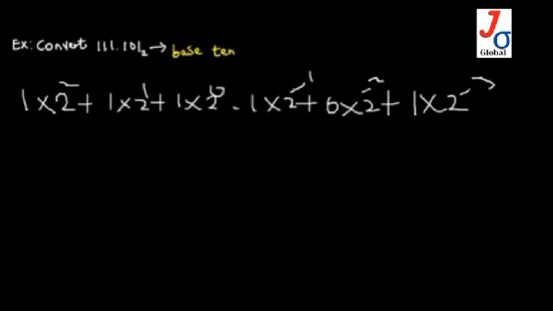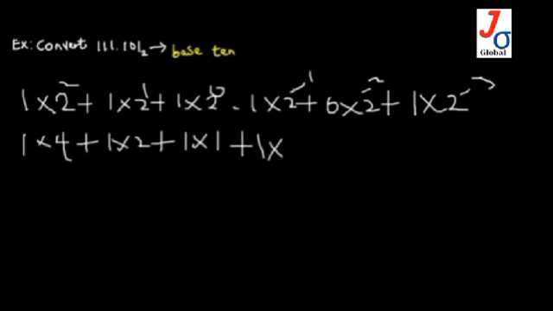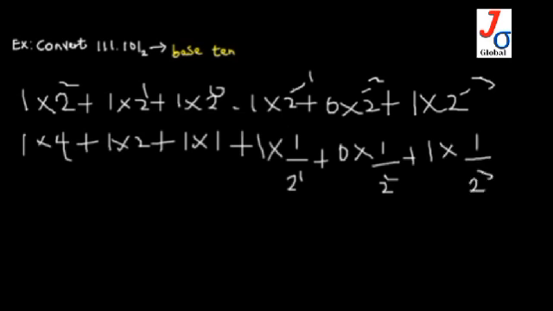All right. So 2 raised to the power of 2 is 4, plus 1 times 2, plus 1 times 2 raised to the power 0, which is 1. So this decimal, I'm going to change it to plus. 1 times 2 raised to the power minus 1 is actually 1 over 2 raised to the power 1, because minus will become 1 over, plus 0 times 1 over 2 raised to the power of 2, plus 1 times 1 over 2 raised to the power of 3. I believe you get that.